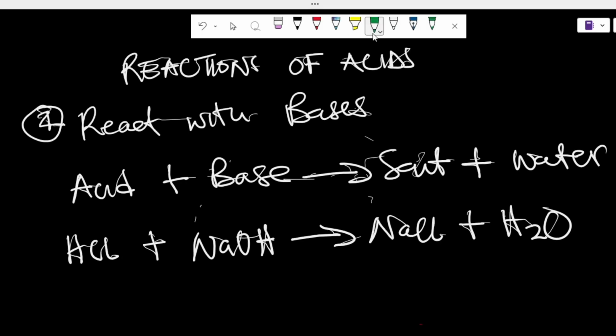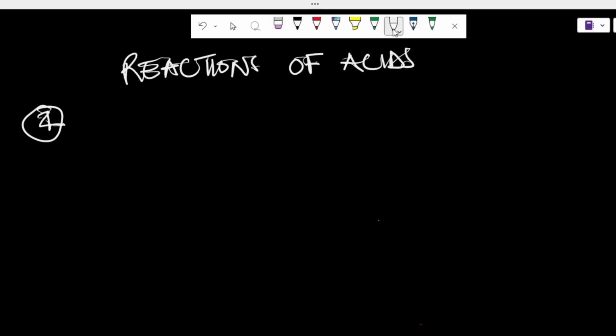So in this particular case, you see that this is more like a double displacement reaction. Hydrogen is going to replace this metal, which is sodium, and sodium is going to react with chloride here. When you get something like that, the result is sodium chloride and water. So make sure that you understand how these reactions take place.